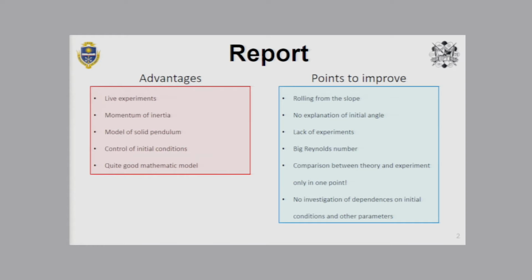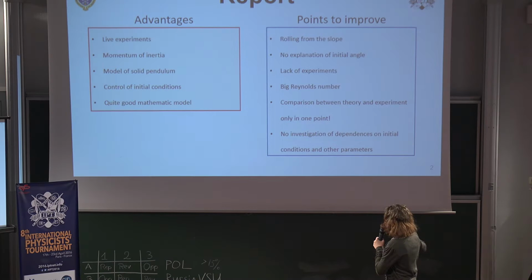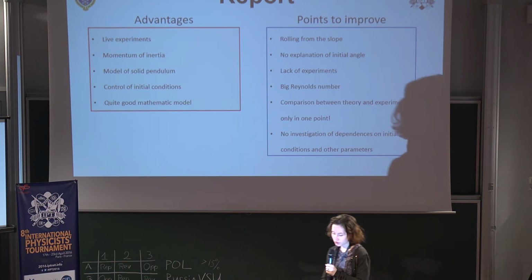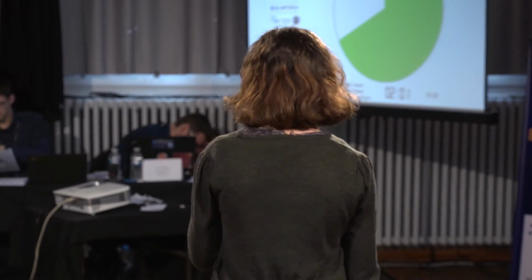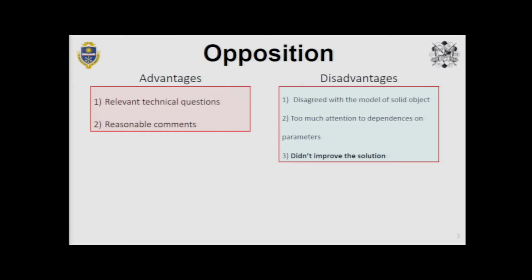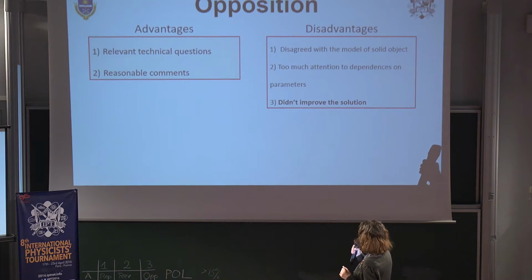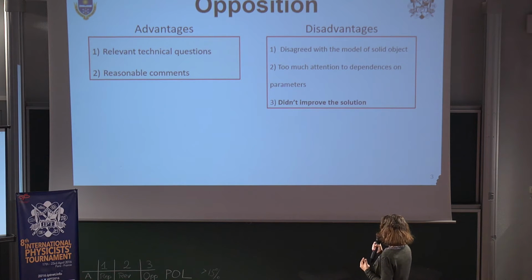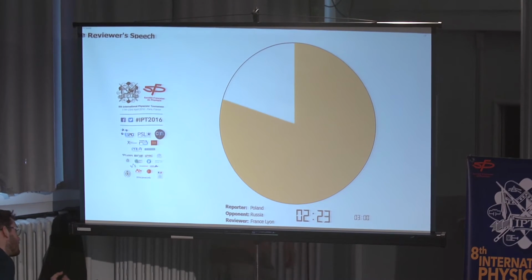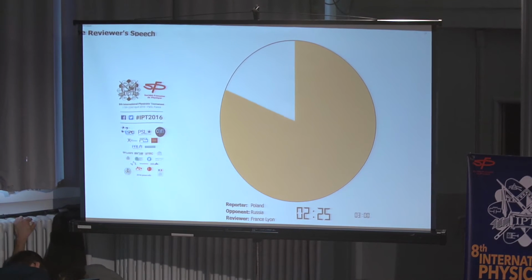Then after the discussion, she said that the Reynolds numbers are low, but no, they are big. And there was no investigation of dependencies on parameters, which the opponent actually said. And his comments were relevant and reasonable. I liked his opposition. The disadvantage of him is that he disagreed with the model of a solid object, but it can be quite good for mathematical estimations because it's simpler than water. Then he paid too much attention during the discussion to dependencies on parameters. And actually, he didn't improve the solution, just because the whole discussion was about the parameters.